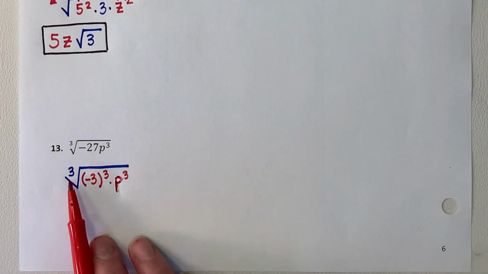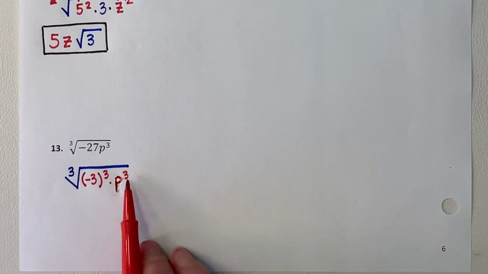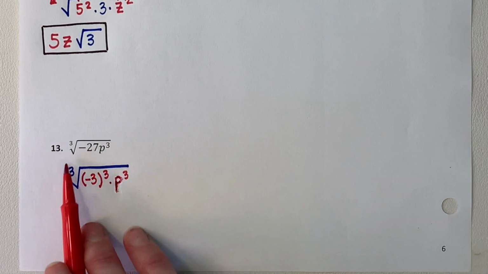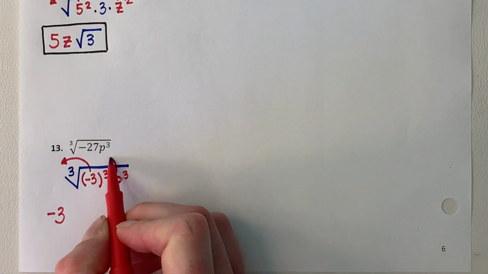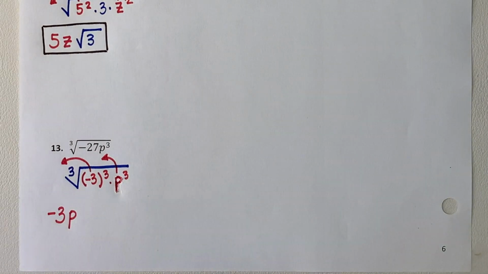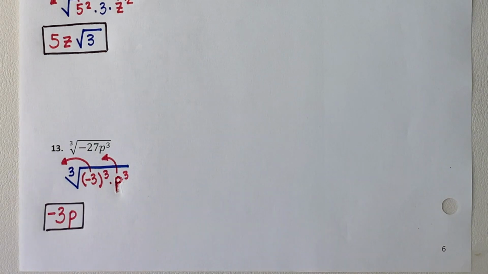Now, the index here is a 3, and we've identified the perfect cubes. So now anything underneath the radical that has a 3 for an exponent can be pulled out of the radical. So let's pull the negative 3 out of the radical, and then let's pull out the p. Now, if there's nothing left inside the radical, we don't need the radical anymore. So our final answer here is negative 3p.